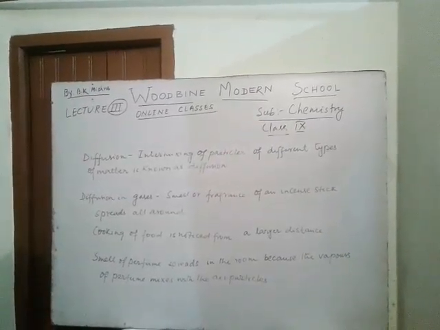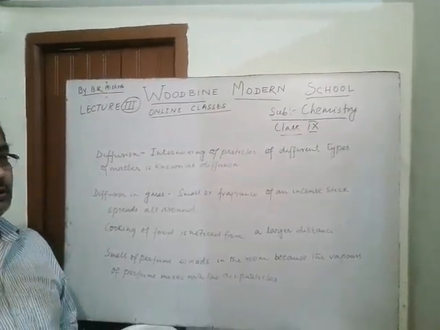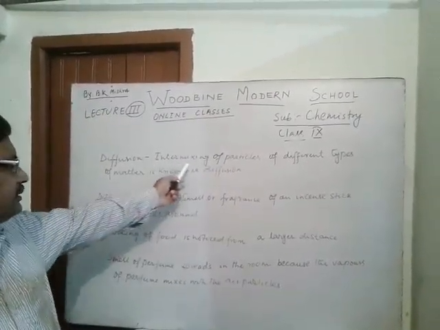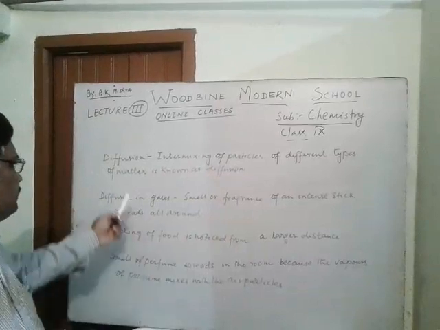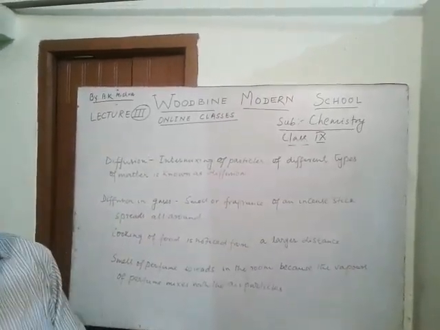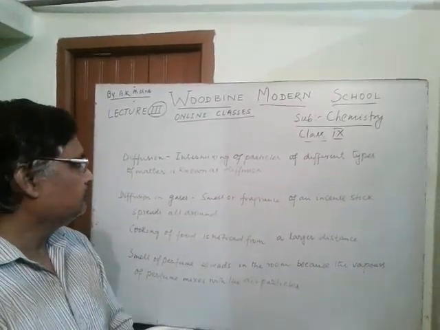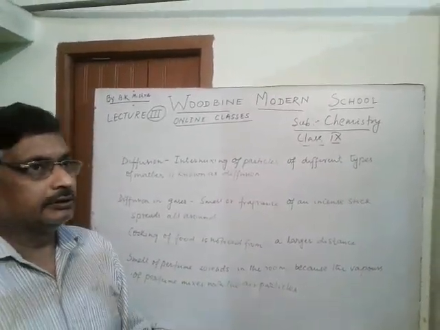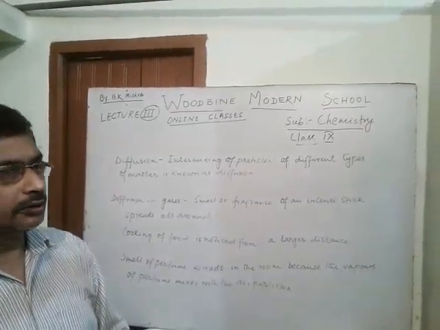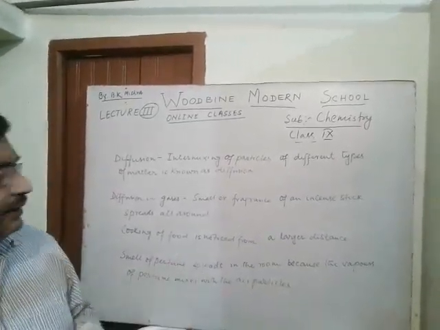Students, now let us define what is diffusion. It is an important term. Diffusion is intermixing of particles of different types of matter, which is because of the movement of particles. We know that the particles of matter are in random motion, so they intermix with each other.